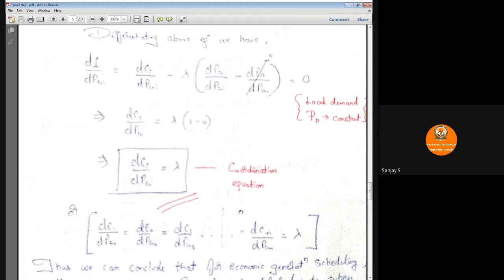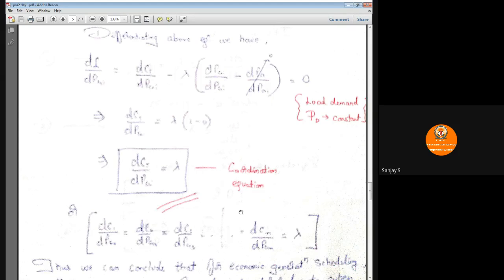So here we have got the same dC1 by dP1, dC2 by dP2 for all the plants being the same, which means try to operate all the plants at equal incremental fuel cost. I already told you what is incremental fuel cost. If you try to operate all the plants at the same incremental fuel cost, then you can reduce the overall operating cost. That is the theme of this particular derivation.